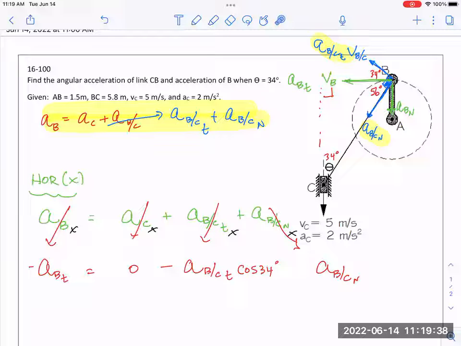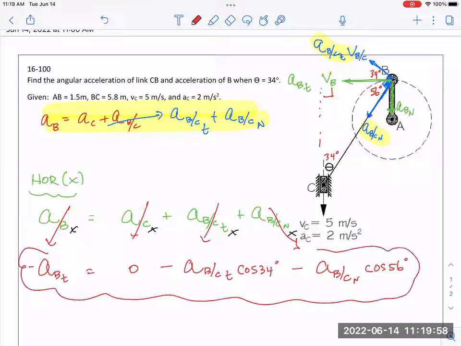That would be, to get the horizontal component here, the cosine of 56. And it's negative since it's going left as well. So that'd be modified by the cosine of 56. That'd be negative. And so there's my first equation. And it's very not satisfying, in the sense that it's got three unknowns still.